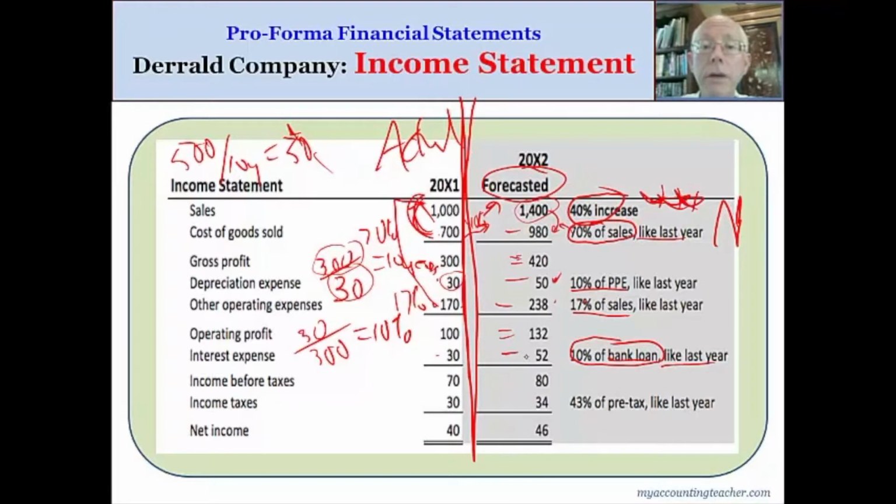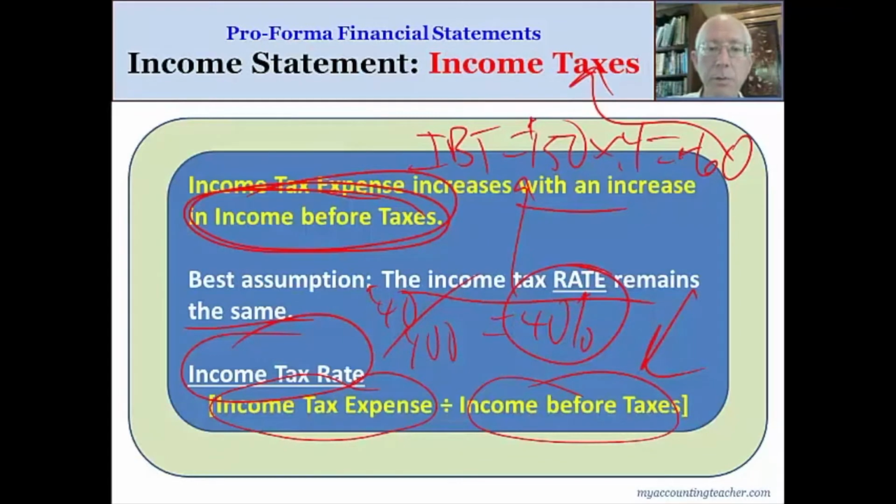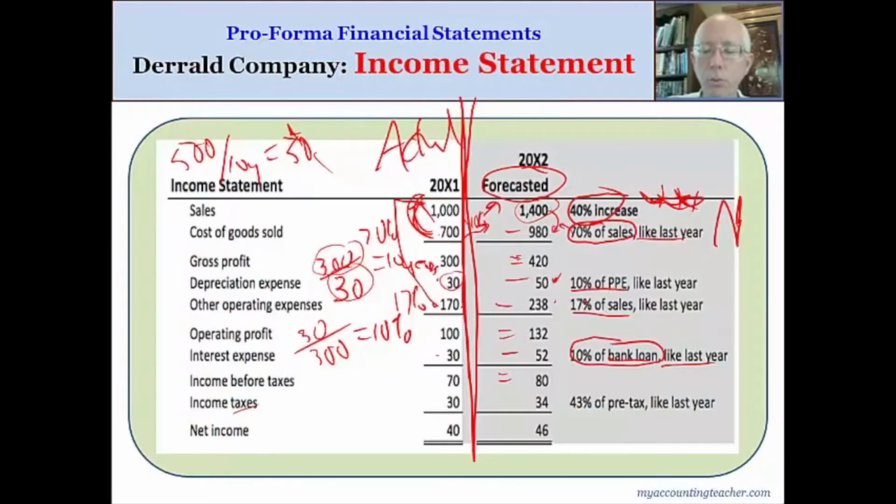So now if my interest expense is forecasted to go up to 52, operating profit minus forecasted interest expense gives me forecasted income before taxes of 80. Beautiful. Now I got my income tax expense. What's my best assumption with respect to income tax expense? My best assumption is that the rate is going to remain the same. So let's figure out the rate.